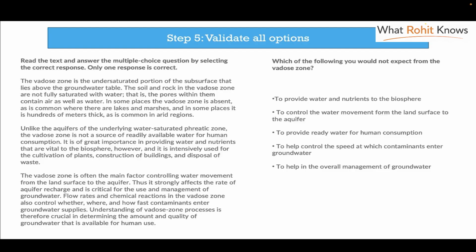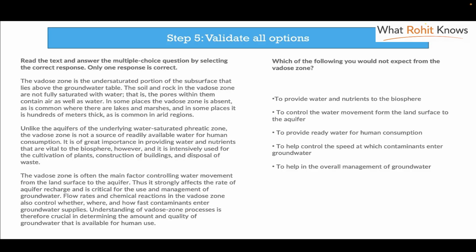It's not there in the first paragraph. In the second paragraph, yes, it says providing water and nutrients. It says it is of great importance in providing water and nutrients that are vital to the biosphere. So "it" here refers to the Vadose zone. That means the Vadose zone provides water and nutrients to the biosphere. So it's correct. That means it is something that you would expect. But we have to find something that you would not expect.